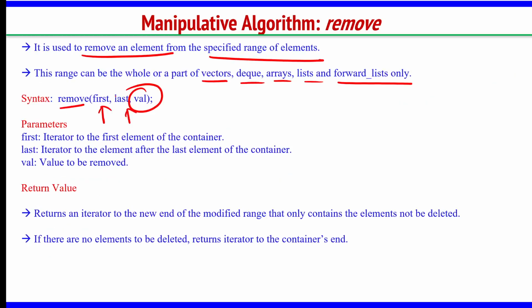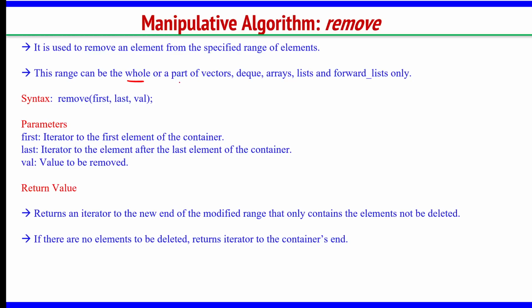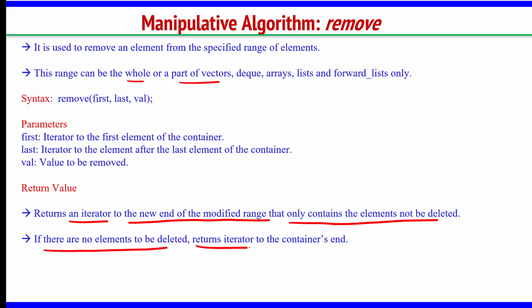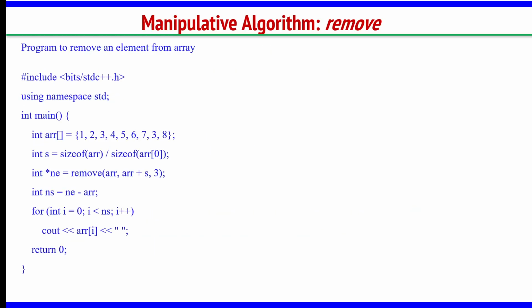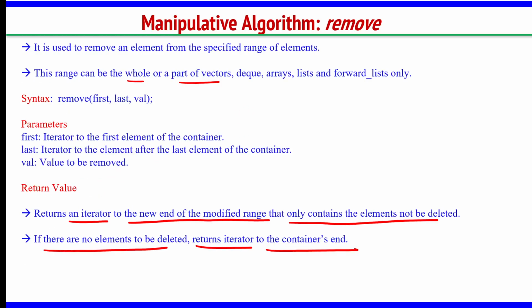So, let us see the syntax here. This range can be whole or part of vectors. It returns an iterator to the new end of the modified range, that only contains the elements not to be deleted. Okay. If there are no elements to be deleted, it returns an iterator to the container's end. Suppose I am saying here instead of 3, 11. So, this NE will point to 8, the end of the container, then this NS will be 0. Okay, NS will be 0, like that we can link that elements here. So, this is about the algorithm remove.